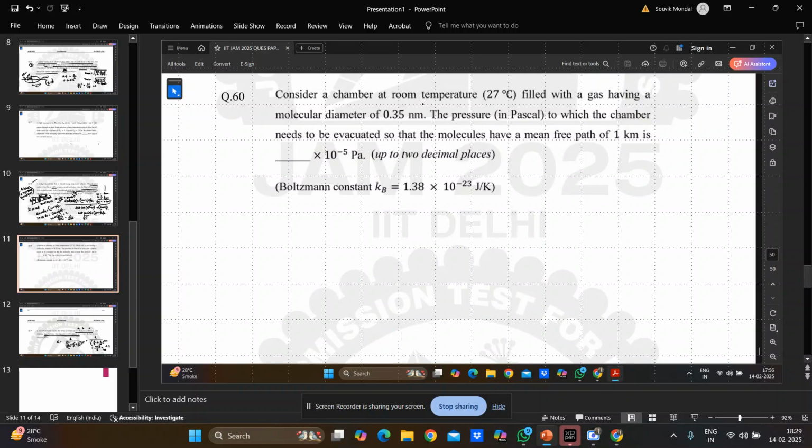Consider a chamber at room temperature 27 degrees Celsius filled with a gas having molecular diameter 0.35 nanometer. The pressure in Pascal to which the chamber needs to be evacuated so that the molecules have a mean free path of 1 kilometer, and you have to give your answer in order of 10 to the power minus 5. So this is again a direct formula based question. So lambda is 1 by root 2 pi sigma square n, where n is the number density.